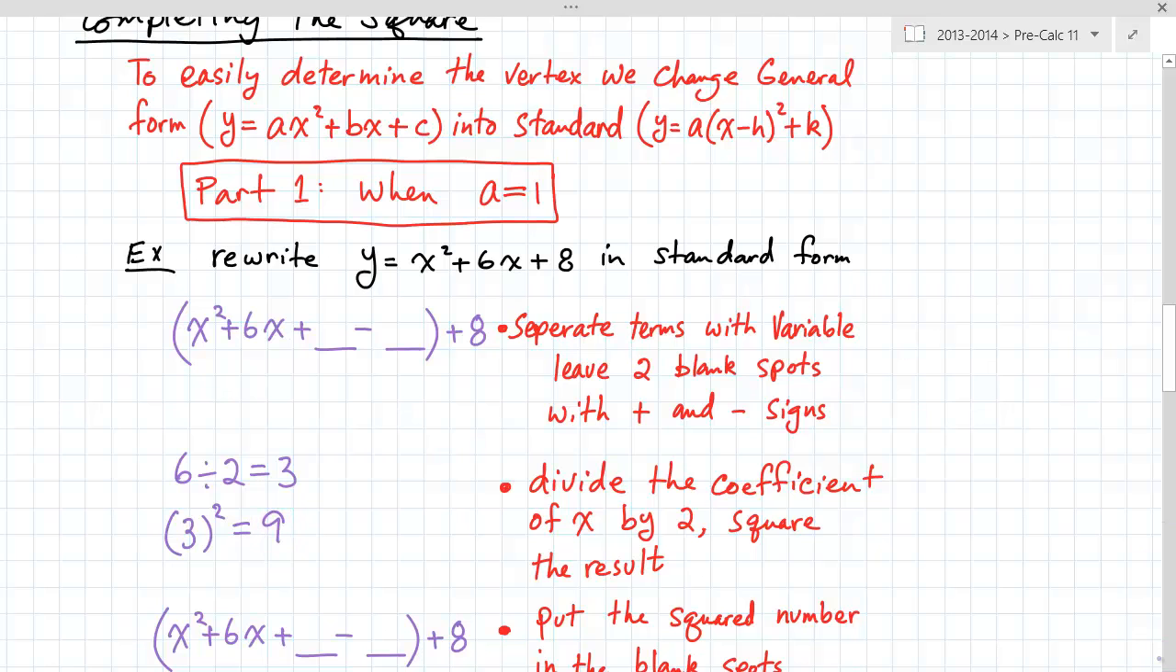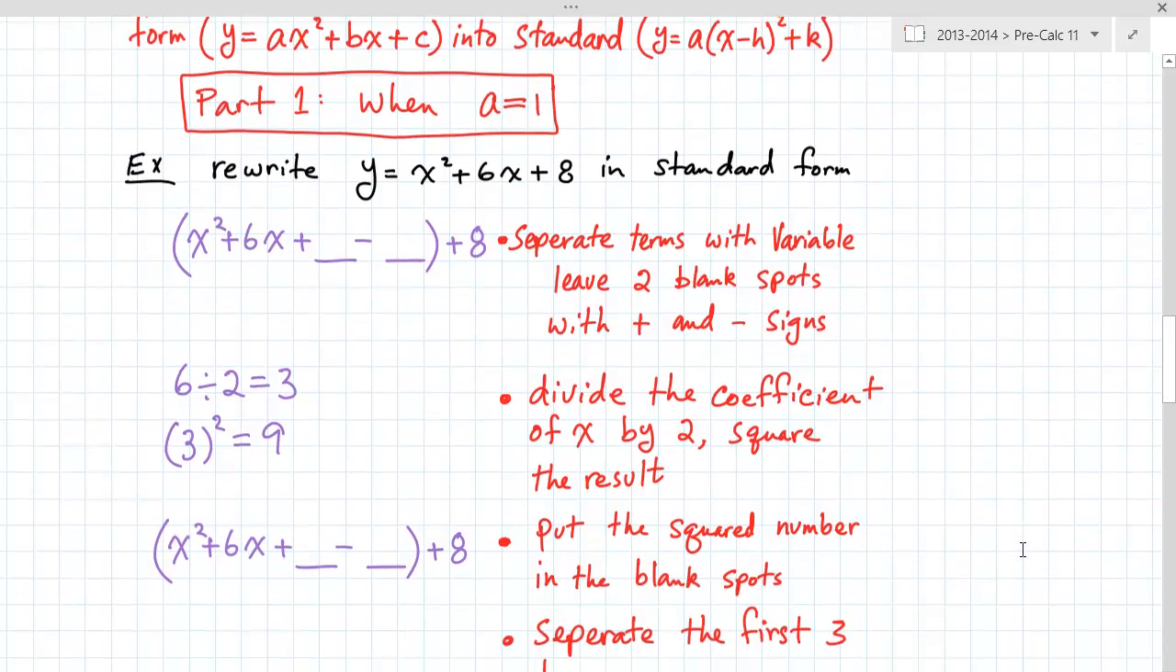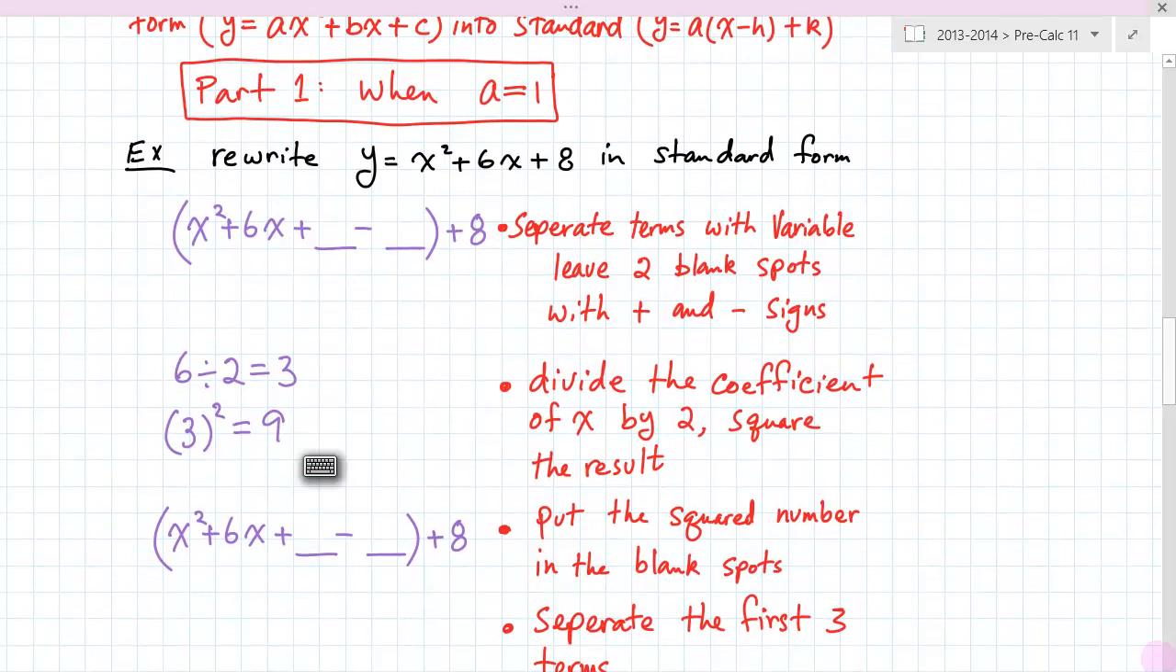Take that squared number that we have, which was 9, and put it into the blank spots. 9, 9.